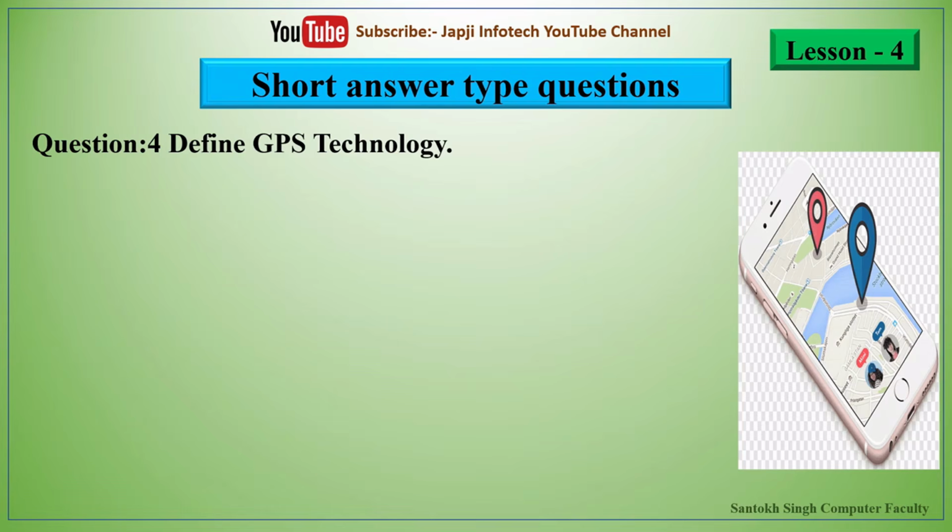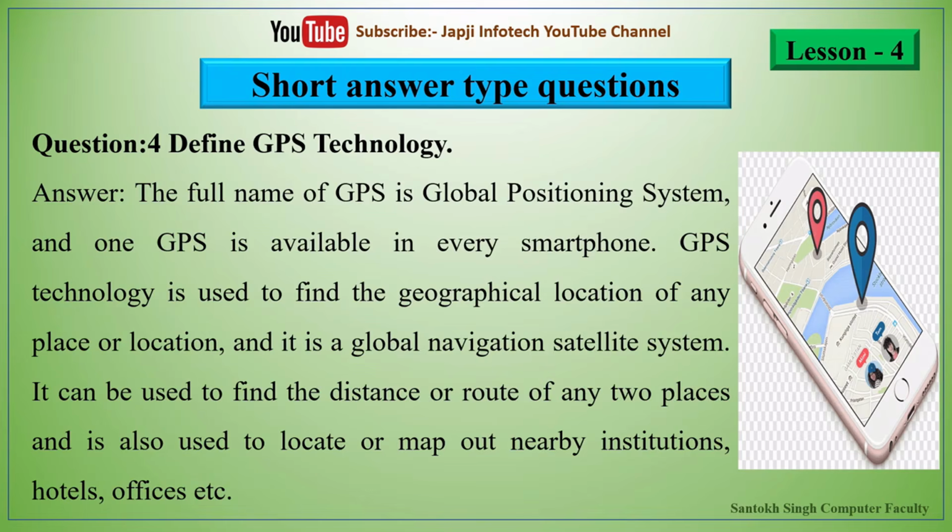And the fourth question is define GPS technology. So the full name of GPS is Global Positioning System, and one GPS is available in every smartphone. GPS technology is used to find the geographical location of any place or location, and it is a global navigation satellite system. It can be used to find the distance or route of any two places, and also used to locate or map out nearby institutions, hotels, offices, etc.